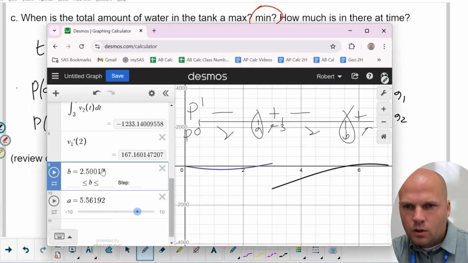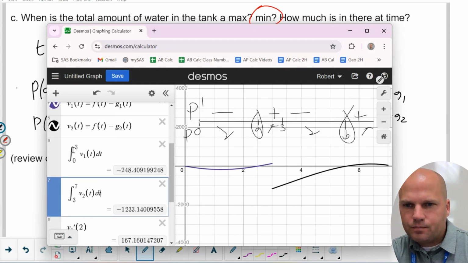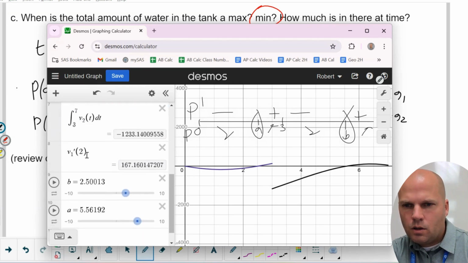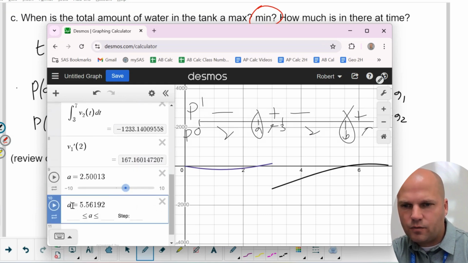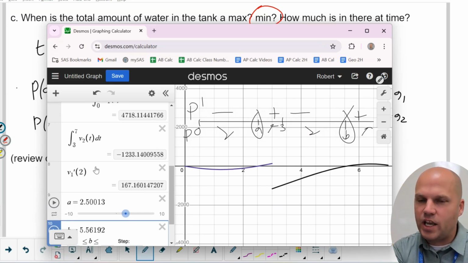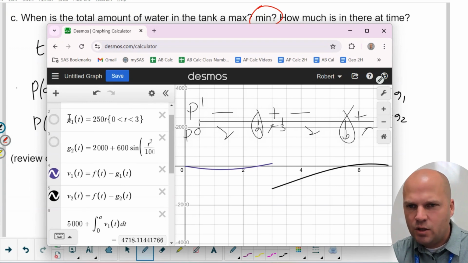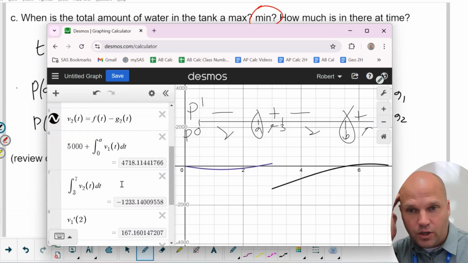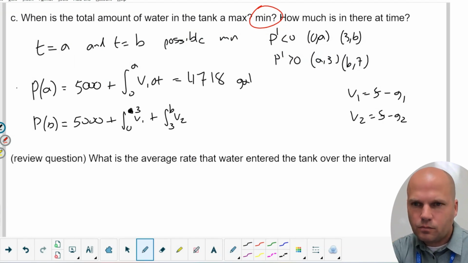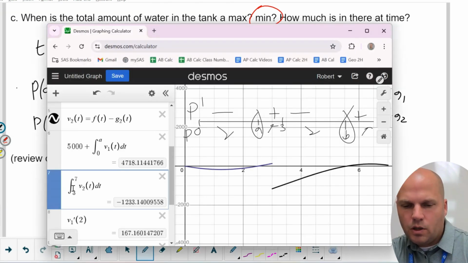All right. So let's just do it up here. 5,000 plus 0 to A. Oh, this is A. This is B. Of course, it's undefined because I was trying to accumulate V1 to 5.56. I can't accumulate V1 from 5.56 because G1 only exists from 0 to 3. So there's 4718 gallons, point whatever. And then P of B is 5,000 plus this from 0 to 3.